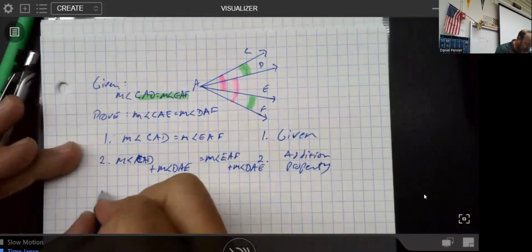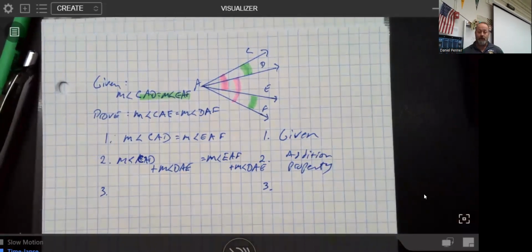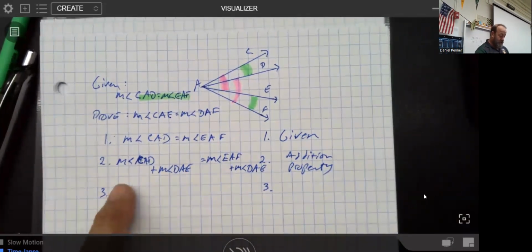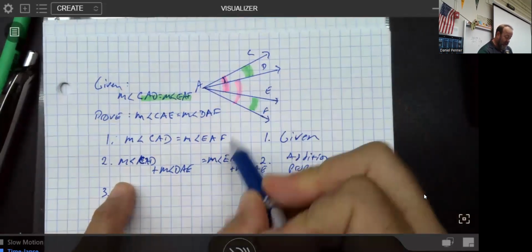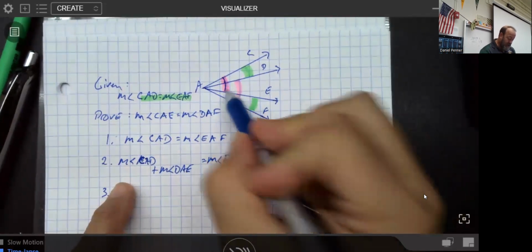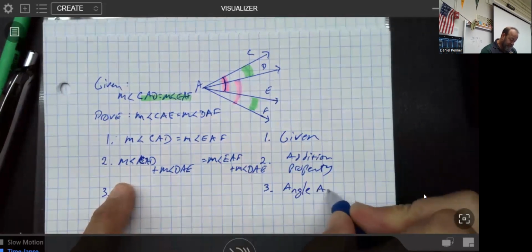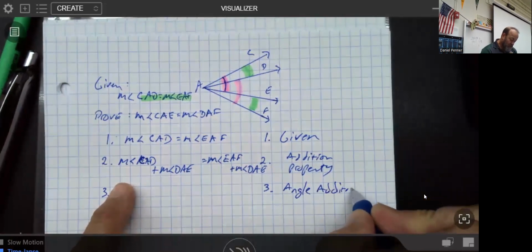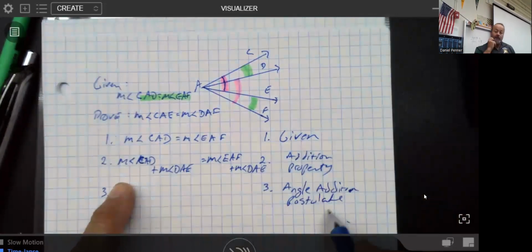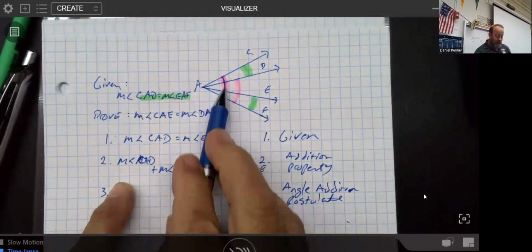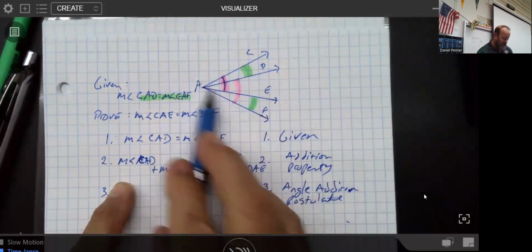But the geometry kicks in on step number 3. Step number 3 has a little bit of geometry involved in it. And that's because if you took CAD right here and you added it to DAE, which is right here, then the angle addition postulate tells you that if you have two smaller angles that are adjacent, then you could together represent them as the larger angle, which would be CAE.